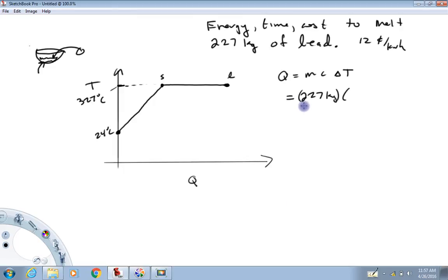So 227 kilograms of lead times the specific heat of lead, which I looked up at 128 joules per kilogram degrees centigrade, times the delta T. Now the delta T is the temperature change on this graph. That's this distance, which is going to be 327 minus 24. I believe that's 303 degrees centigrade.